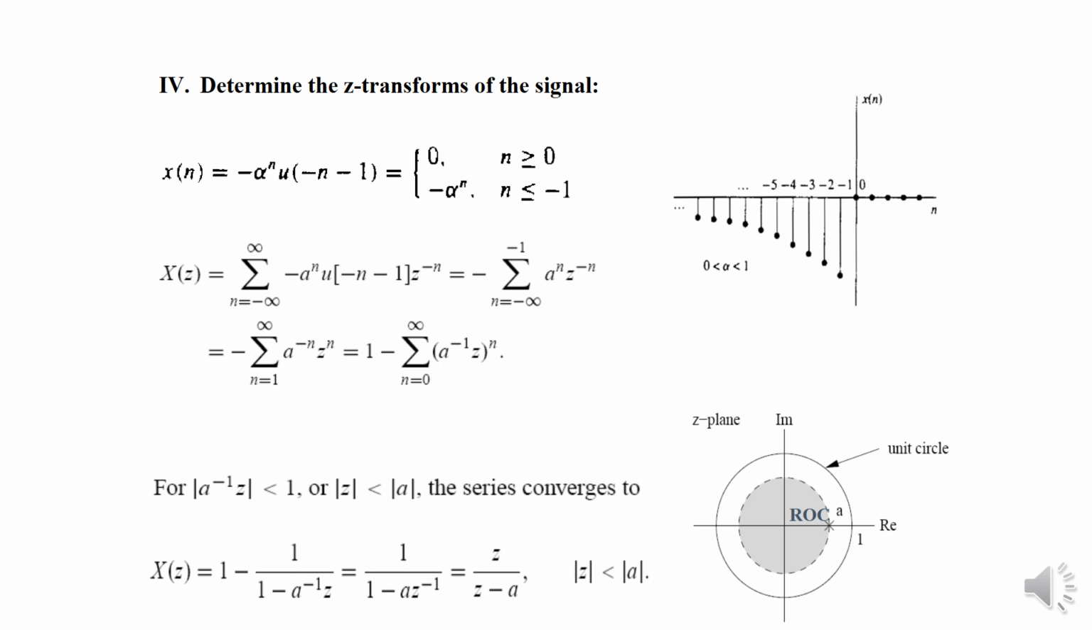Then, in order to change the limits from n equals 1 to n equals infinity, we replace n by minus n. So you can see minus sigma n equals 1 to infinity of a to the power minus n z to the power n. Because we have replaced n by minus n, it has changed like this.